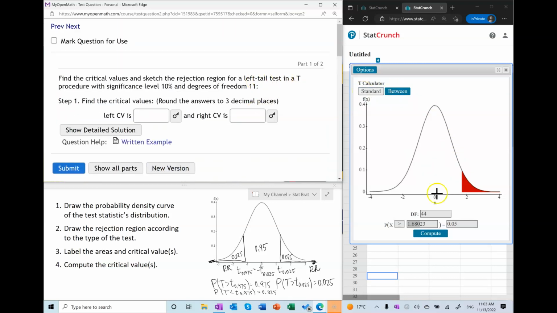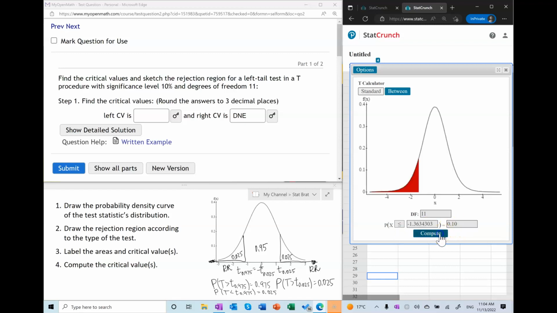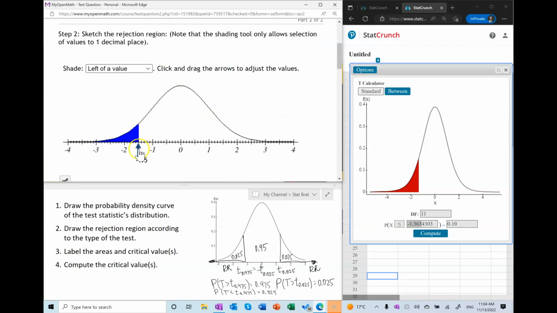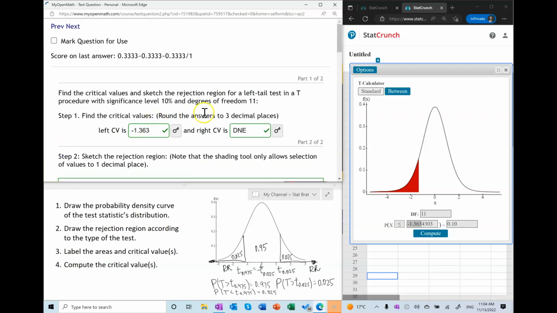Left tail test. So in the left tail test, first let's draw the right t chart, the probability density curve, and then in the left tail test, the right critical value doesn't exist, and the area to the left of the left critical value is equal to alpha. So this is your left critical value. Now let's draw it out. And we're done with the left critical value.